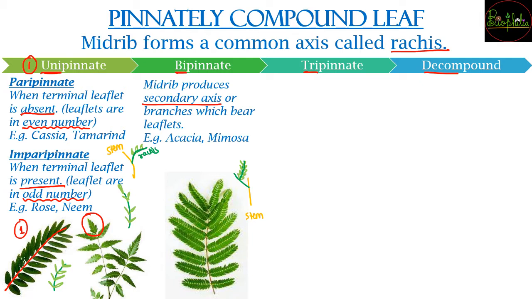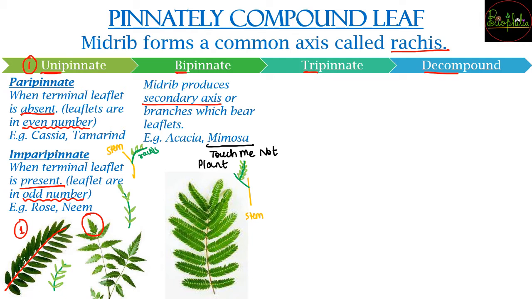So mimosa, you might have heard about the touch-me-not plant. This particular plant is the touch-me-not plant. You might have seen that when you touch it, the leaves shrink. So that is nothing but the mimosa plant, which has bipinnate compound leaves.